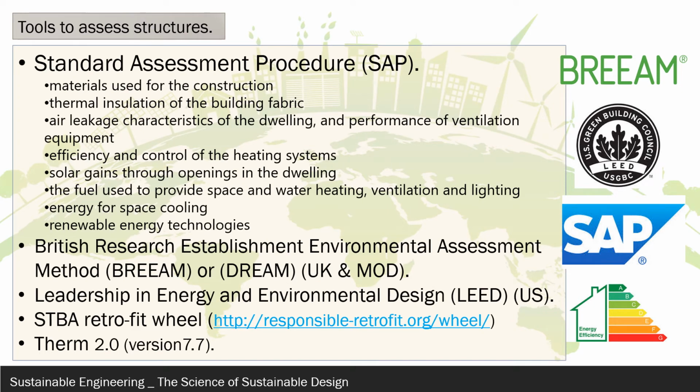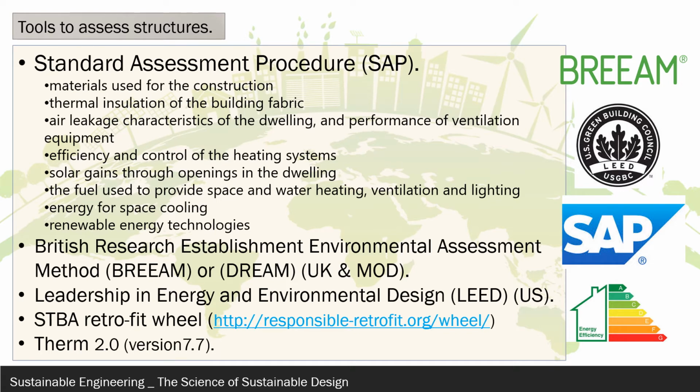So what tools are out there to help you understand what the heating and cooling loads within a building are and how well your buildings are performing to deal with them? Well, in the UK we use the Standard Assessment Procedure, SAP, which looks at a number of areas such as material use, thermal insulation, leakage of air within the building, how well we control our heating systems, how well we deal with thermal gains through openings, our fuel use and the use of renewable energies.